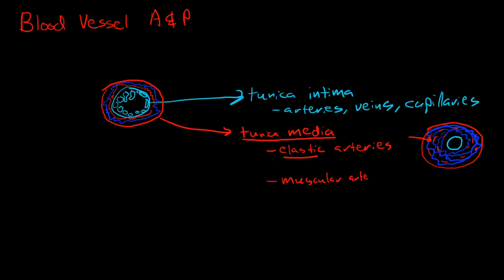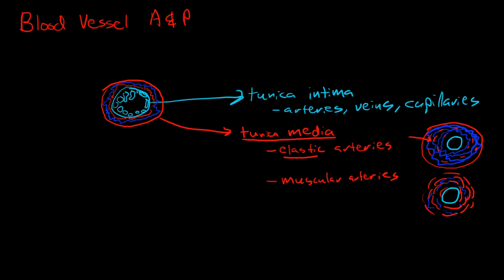Now, we also have muscular arteries, and muscular arteries are going to be sort of the mid-sized arteries, and they are going to have still a fairly thick tunica media. It won't be quite as thick as the tunica media of elastic arteries, and there's going to be some elastic tissue, but it's primarily going to be made up of lots and lots of smooth muscle fibers. So these are going to be very amenable to dilation and constriction.